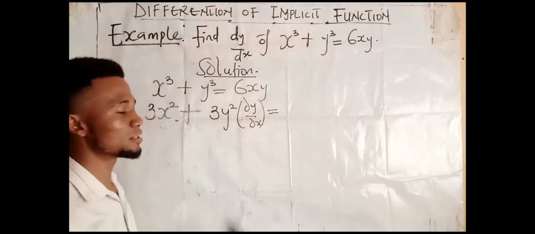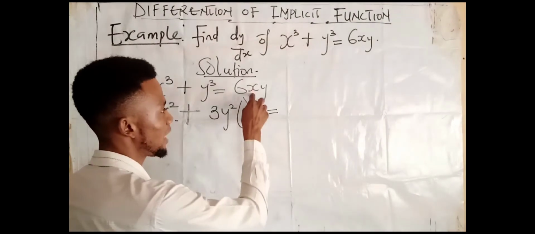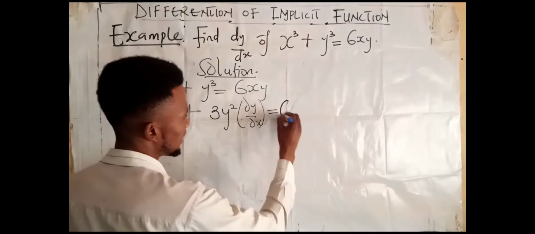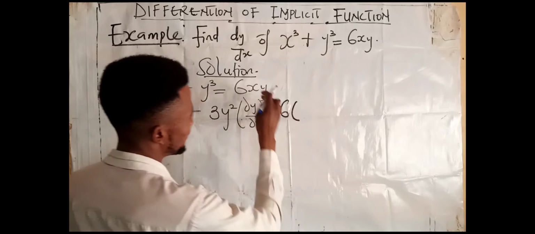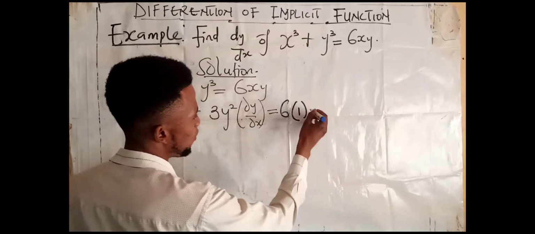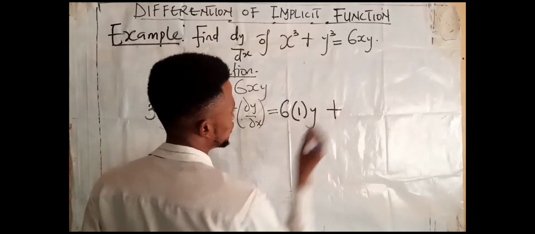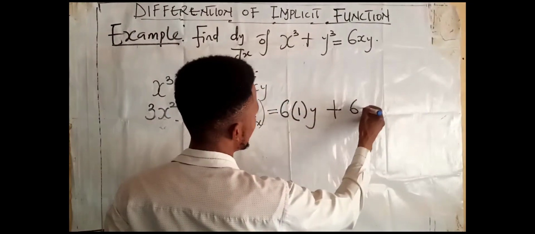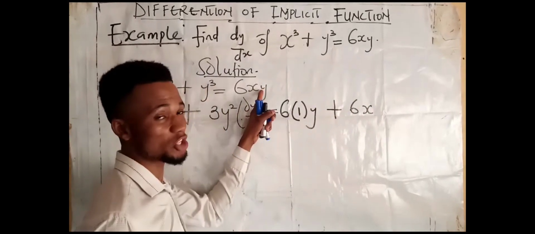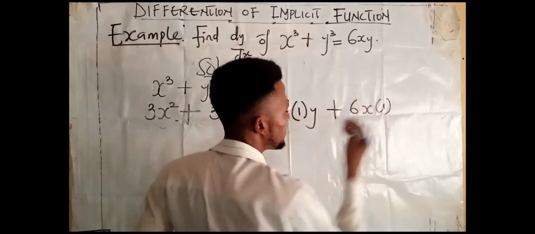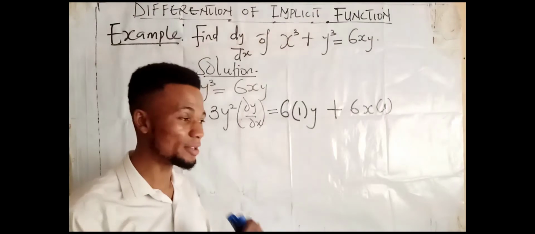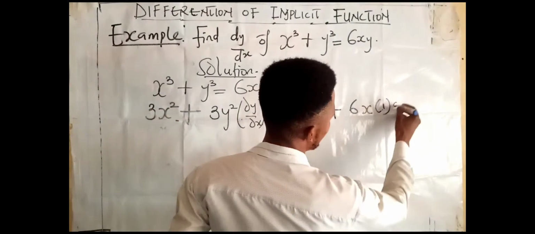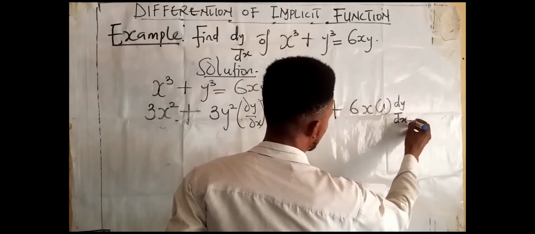Why am I differentiating this twice? I'm differentiating twice because I have x and y. Now let me differentiate x first. This gives me x into, if I differentiate x I have 1, my y is here. This is plus, I want to now differentiate y. This is going to give me 6x. If I differentiate y, this is going to give me 1. But don't forget that anytime you are differentiating y, you must include dy over dx. So this gives me dy over dx.